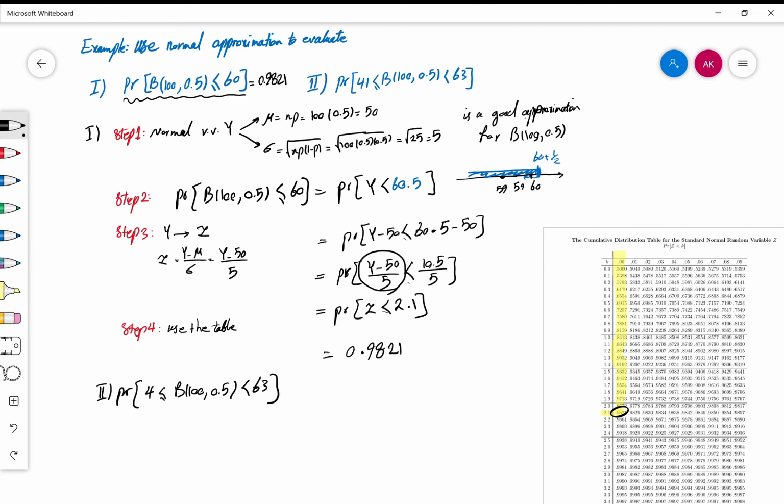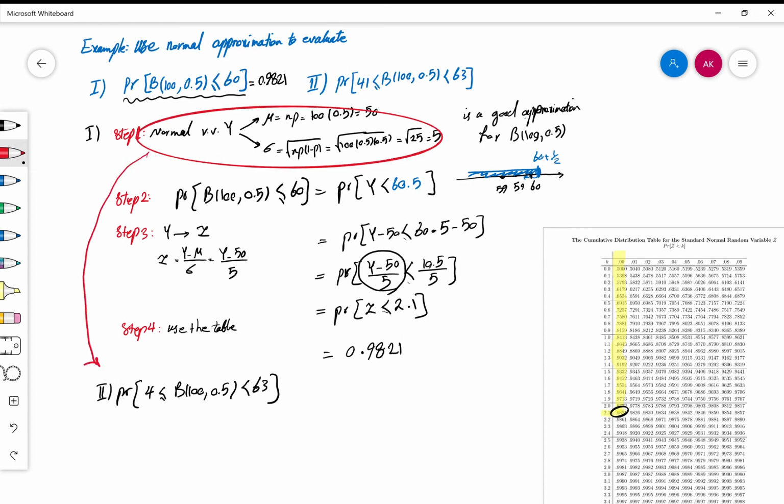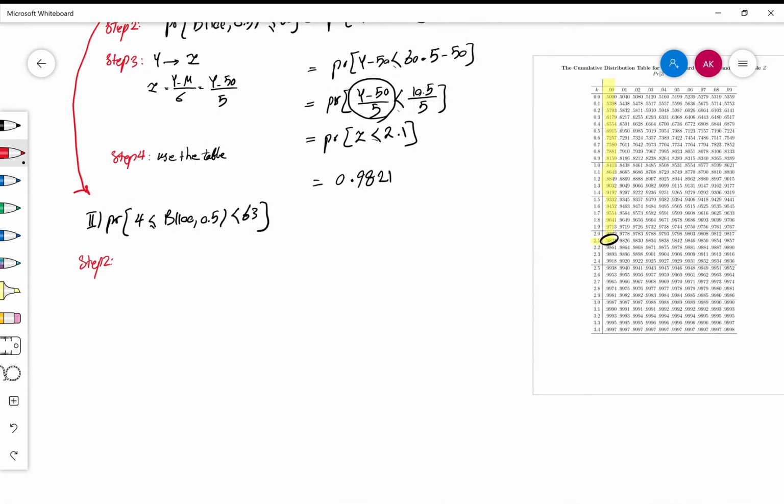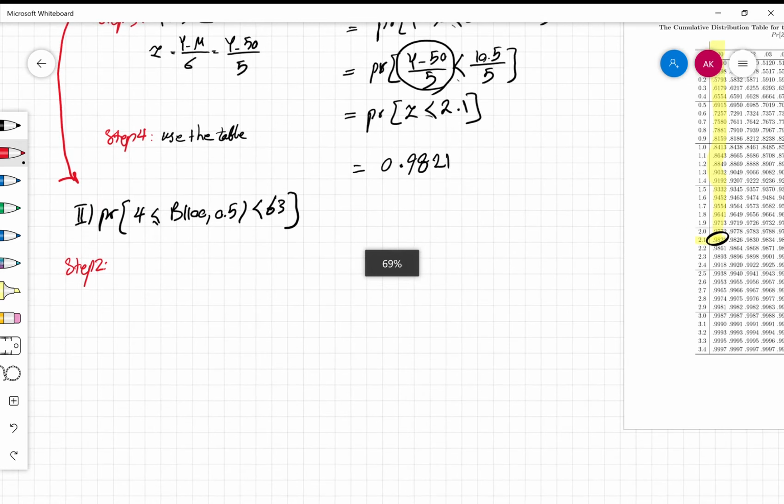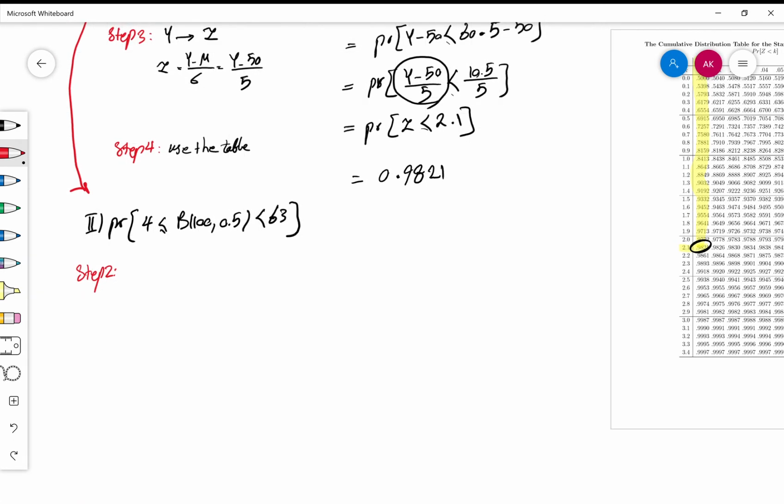Very nice. Well, the first step, what is the Y normal random variable that approximates B, is exactly the same as before. So we already found that step. So I will start from step 2, which is turning B to Y, B probability to Y probability.